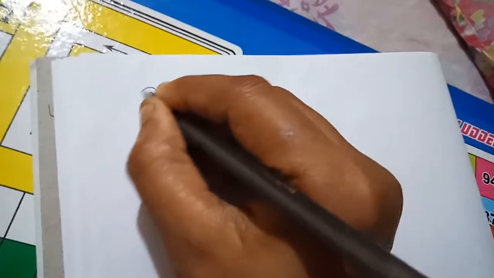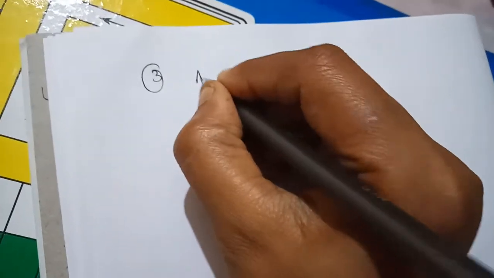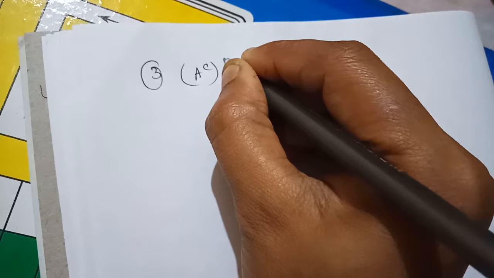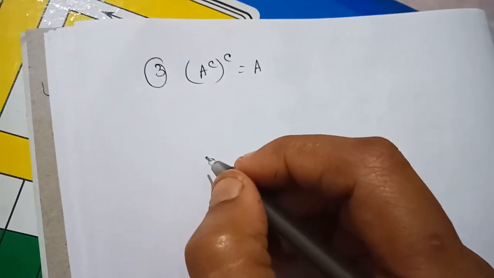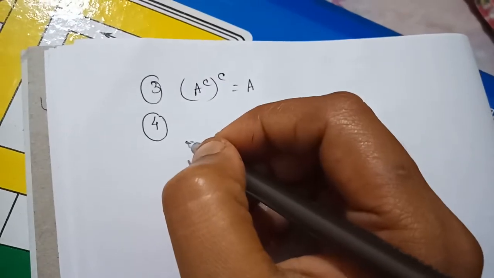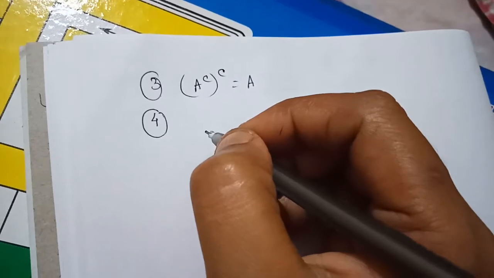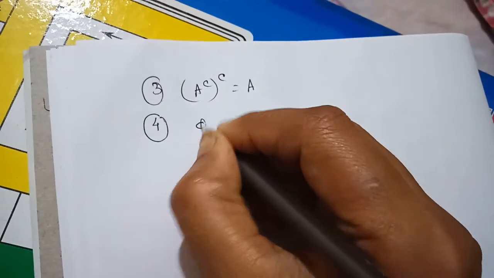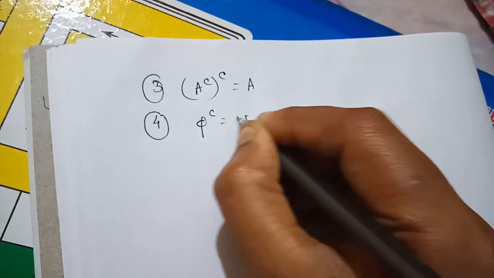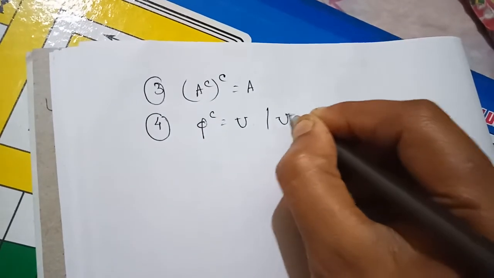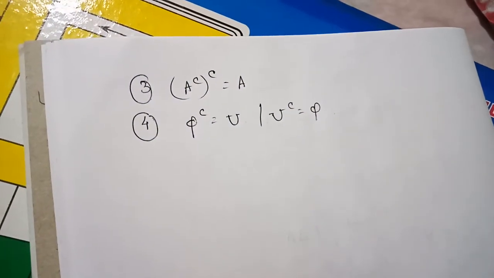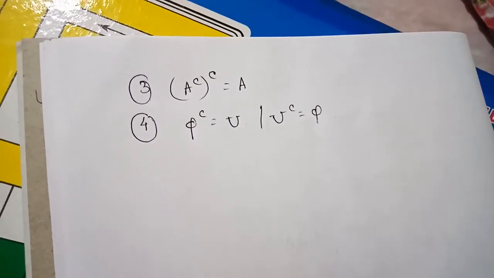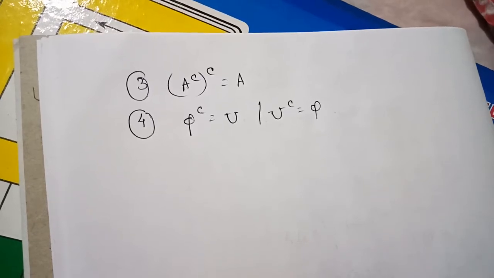Number three is double complementation. That means the complement of A prime or A complement will be the set itself, again A. Number four, the laws for empty set and universal set that I already told: phi complement equals U and U complement equals phi. So these are four properties of complement of sets.